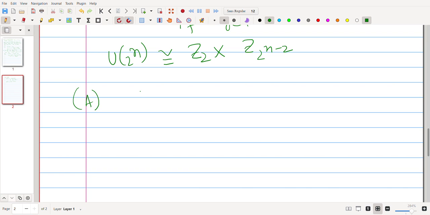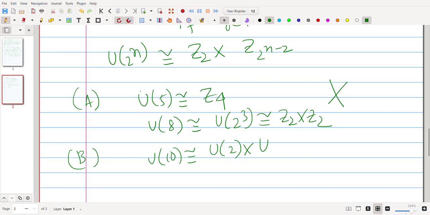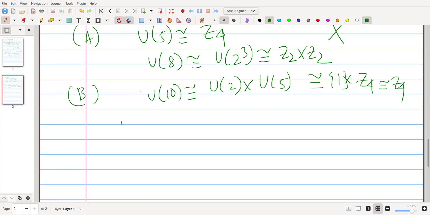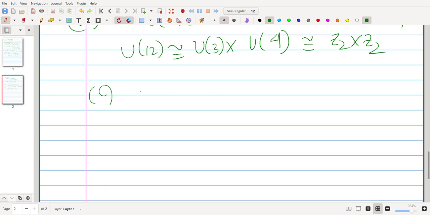So option A, U5 is isomorphic to Z4 and U8 is isomorphic to Z2 cross Z2. Hence this option is wrong. Option B, U10 is isomorphic to U2 cross U5 by the above property, which is isomorphic to the trivial group cross Z4, which is basically Z4. But U12 is isomorphic to U3 cross U4, which is isomorphic to Z2 cross Z2. So this is also wrong.